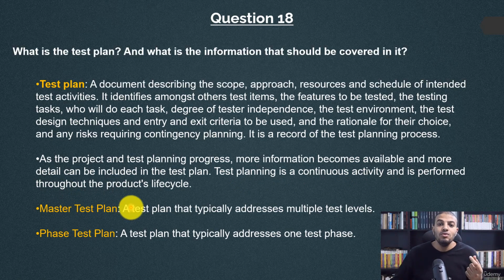We also have two types of test plans. For example, in small projects, we might have only one test plan for the whole project, and this is called the master test plan. And in this test plan, we talk about all the testing levels, okay? We talk about component testing, who will perform it and how it will be performed. We talk about integration, system, and acceptance testing.